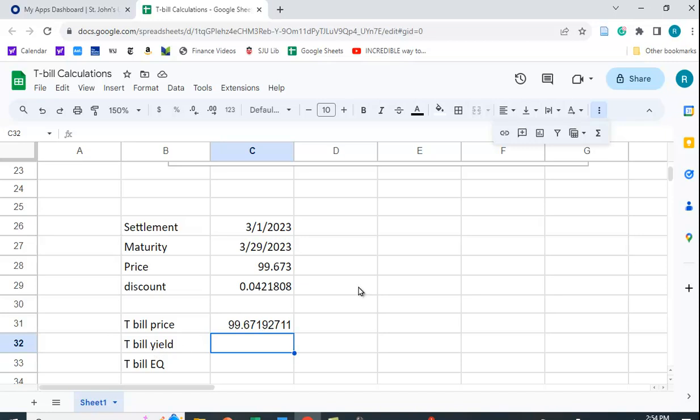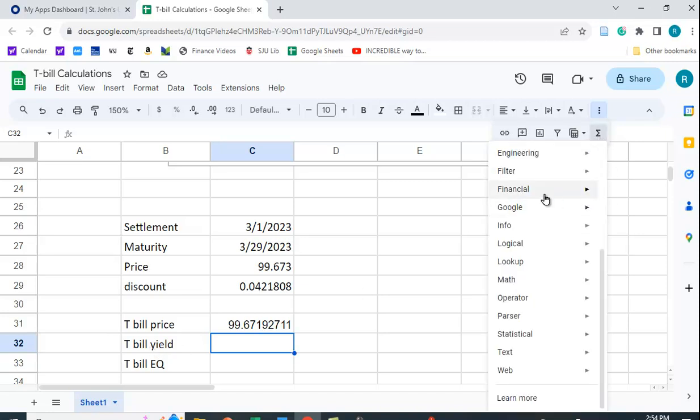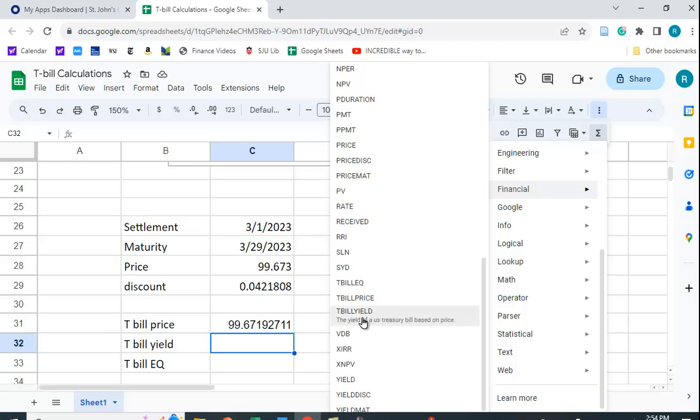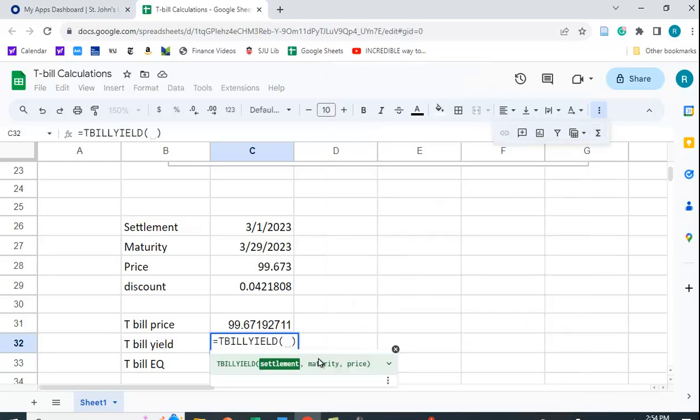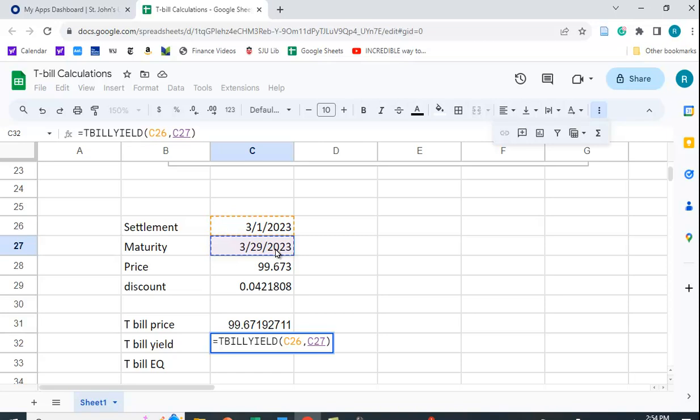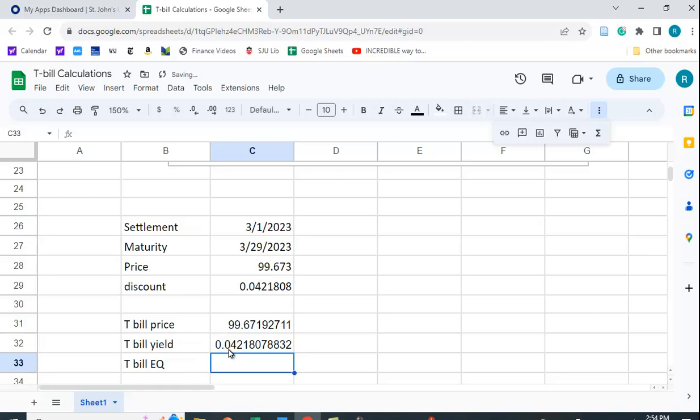If we want the T-bill yield, again, we can do the same thing. Take advantage of the function in Google Sheets. Get the yield function, and again, it tells us what to type in. Settlement and maturity. And finally, the price. And we get 0.0421807, so this would be 4.218%.